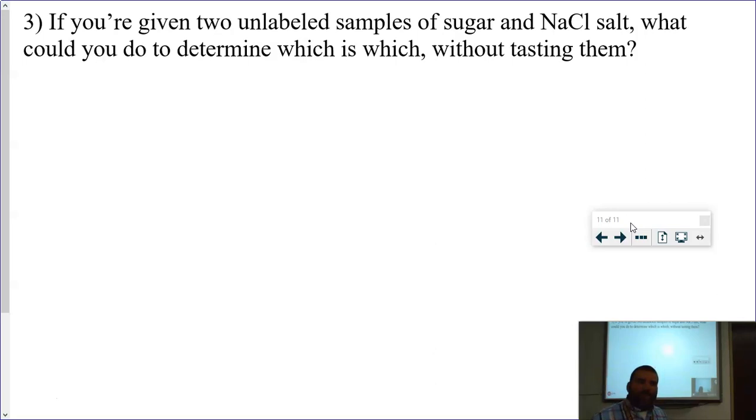Well, if I dissolve them in water, they're both going to dissolve. I'd have to do something else, wouldn't I? By the way, I'm stalling, not because I know the answer, I'm just waiting potentially for you to think. But anyway, there are two good ways that we could do this. The first is to try to melt them. Sugar melts at a much lower temperature than salt. Much, much lower.